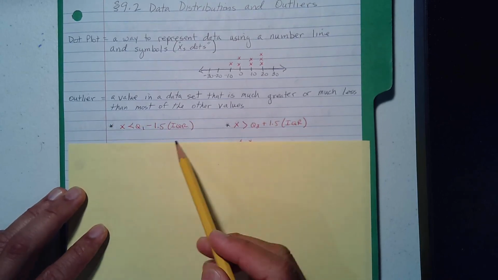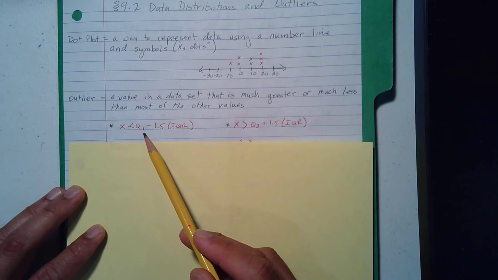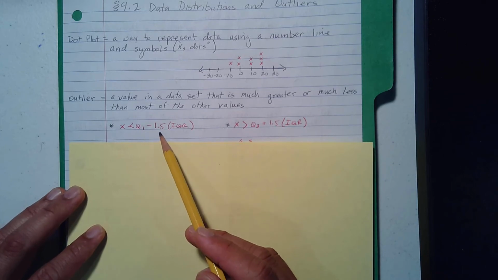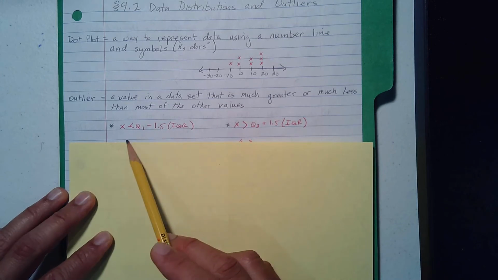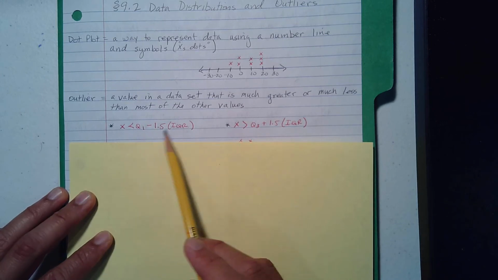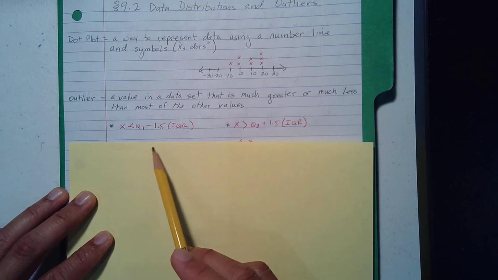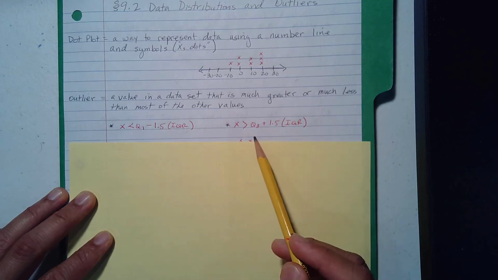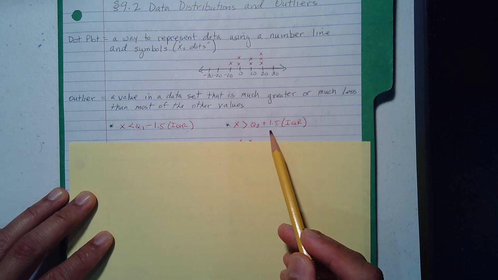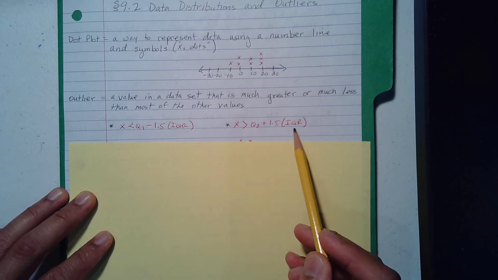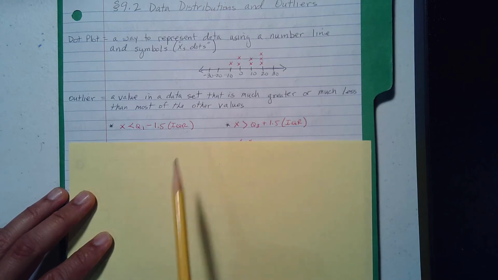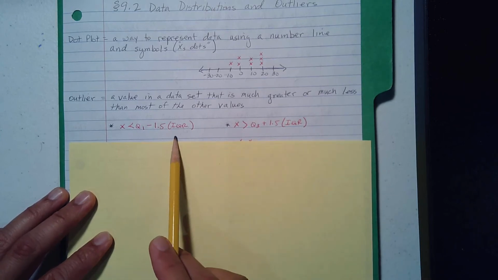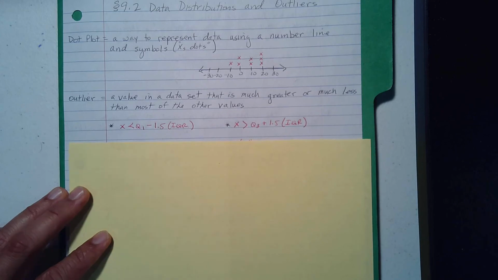So to find an outlier, what we'll do is we'll take quartile 1 minus 1.5 times the interquartile range. If there is a number in the data that's less than this, it's an outlier. Another outlier might be where we take quartile 3 plus 1.5 times the interquartile range. We've learned this in section 9.1, the interquartile range and quartile 1, 2, and 3.